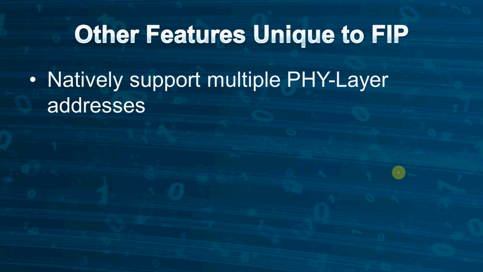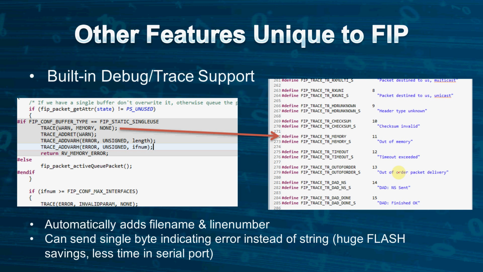And when you send a packet, there's some logic to decide, based on the IPv6 address we're sending from, which source address to use, or you can override that, of course. But natively it supports this.